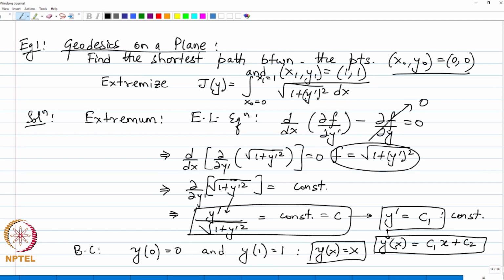Okay. So, right now we have shown that the extremal is a straight line. We have not mentioned anything about whether this extremal is a maximum or minimum. We will later on show that this is a minimum, when we talk about the sufficient conditions of the functional for finding the extremal of the functional. Okay. So, let us look at another example.